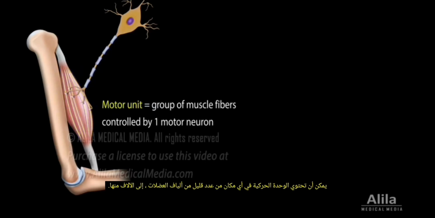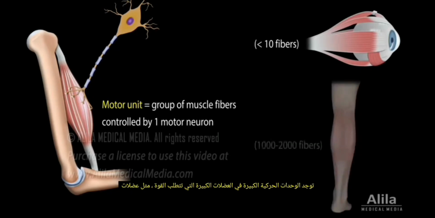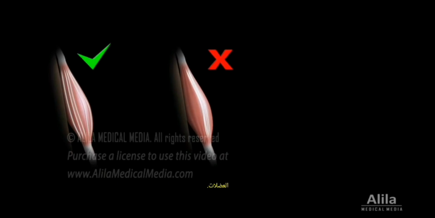A motor unit can contain anywhere from just a few muscle fibers to thousands of them. Small motor units are found in muscles that require finer control, for example, muscles that are responsible for subtle movements of the eyes. Large motor units are found in larger muscles that require strength, such as muscles of the arms and legs. Muscle fibers of the same motor unit are usually not clustered together, but scattered throughout the muscle.